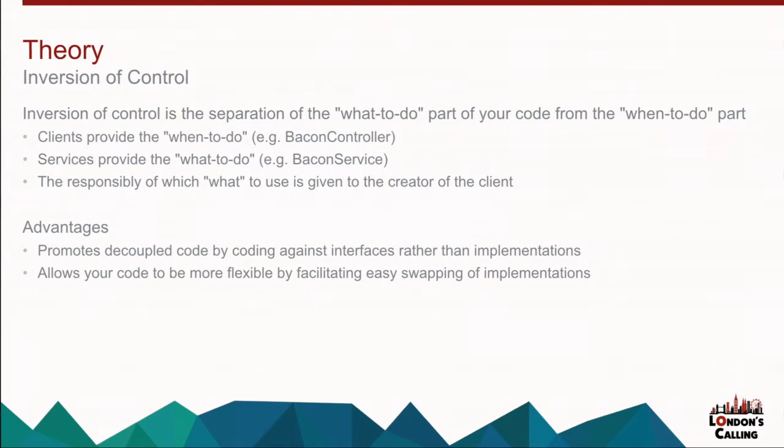There's various different specializations of inversion of control. The one I'm going to talk about is dependency injection in a second. Generally, with inversion of control, the responsibility to decide what to do is given to the client. And the client in this case is whatever is constructing, in this example, the controller. So it will say, in the case where you're going to get bacon, I want you to get the bacon from here by giving it a particular service or whatever else through some mechanism.